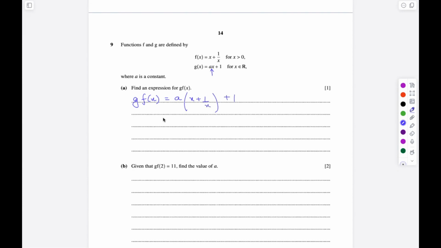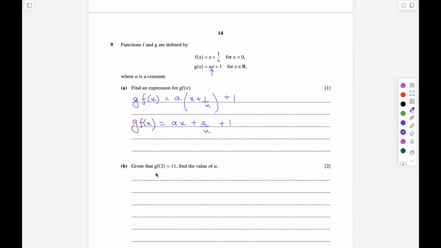Now we can leave this expression as it is, or we can expand the bracket and write it as ax plus a upon x plus 1. In both cases, the answer will be correct. In part B, it is saying that given that g f of 2 equals 11, find the value of a. So in this part, in the expression for g f of x, which we had found in the previous part, in place of x, we'll replace it with 2 and put the whole expression equals to 11.